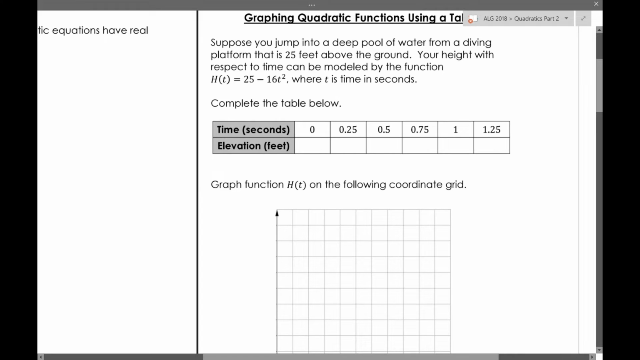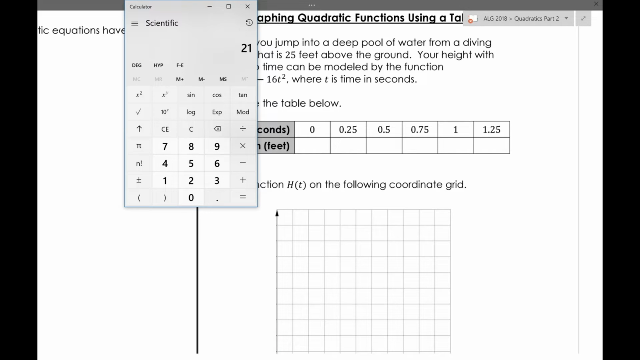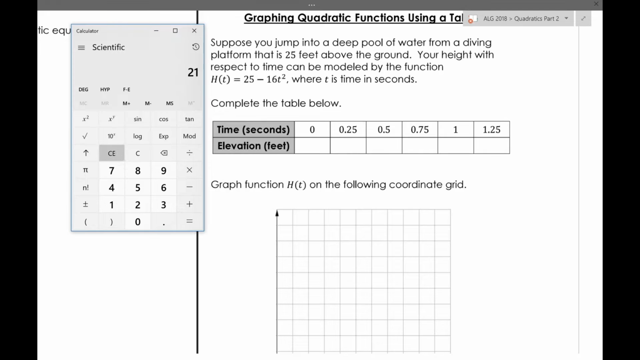Suppose you jump into a deep pool of water from a diving platform that is 25 feet above the ground. Your height with respect to time can be modeled by the function h of t equals 25 minus 16t squared, where t is time in seconds. Complete the table below. So this whole unit is actually pretty easy. It all can be done on a calculator. So that's why I'm going to have my calculator out, and we're just going to start these problems.